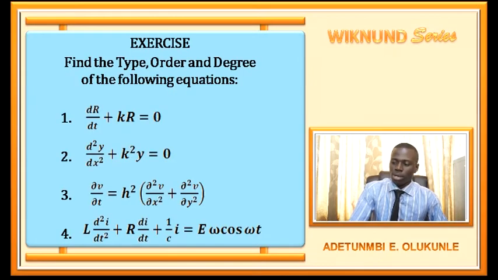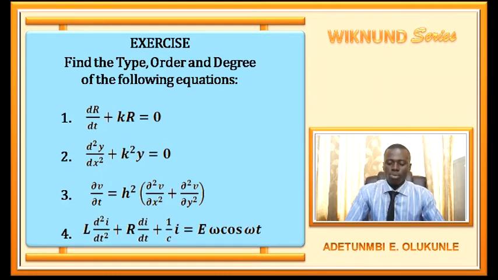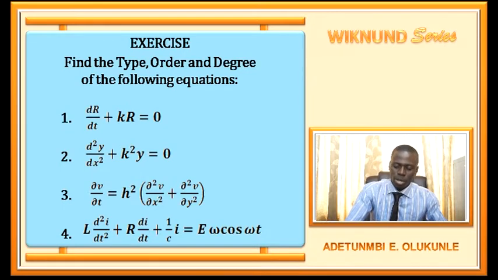Now, if you have dr/dt plus kr equals 0, what is the type? What is the order? And what is the degree? So you just try to fill in this.